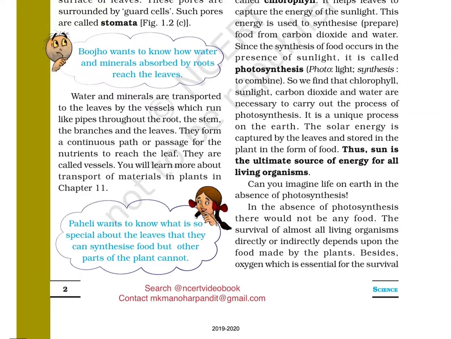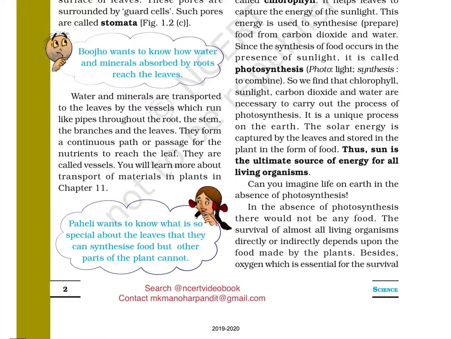Water and minerals are transported to the leaves by the vessels which run like pipes throughout the root, the stem, the branches, and the leaves. They form a continuous path or passage for the nutrients to reach the leaf. They are called vessels. You will learn more about transport of materials in plants in chapter 11.